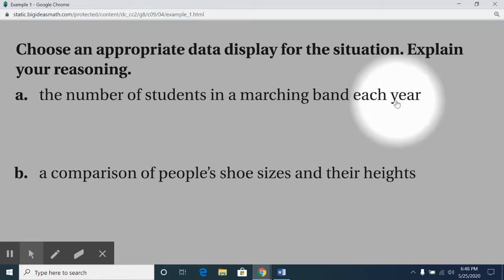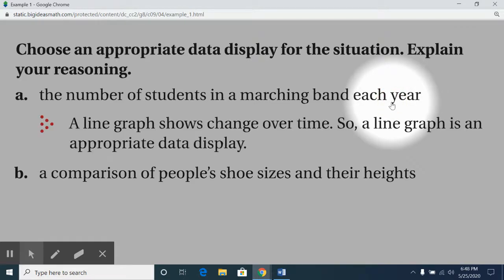What I see is each year. And what I saw when I looked at that first chart that I told you to read through is that a line graph shows change over time. So anytime you see that they're asking you about something that might be changing over time, a line graph is a perfect data display for that scenario. It says a line graph shows change over time, so a line graph is an appropriate data display.